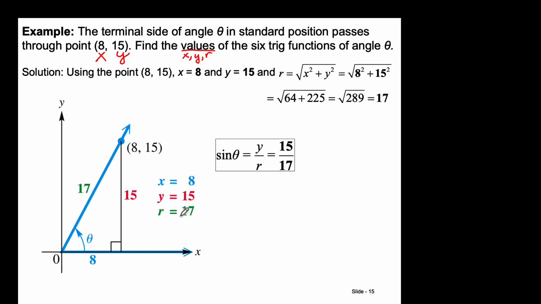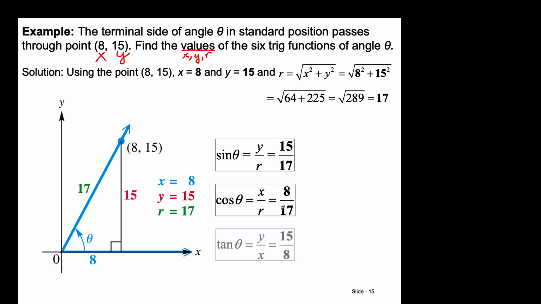Sine of theta is equivalent to the y-coordinate, 15, over r, which is 17. Cosine of theta is equivalent to the x-coordinate, which is 8, over r, which is 17. Tangent of theta is equivalent to the y-coordinate over the x-coordinate, so 15 over 8. Okay, the next 3 that I'm going to do will be the reciprocal functions. So sine's reciprocal function is cosecant. So instead of 15 over 17, it's 17 over 15.